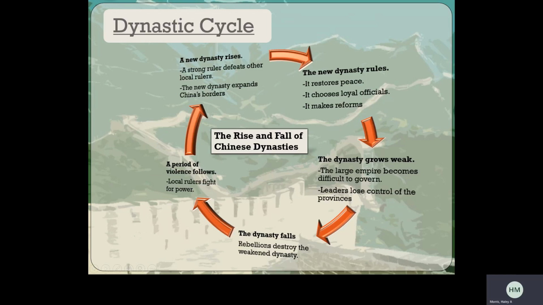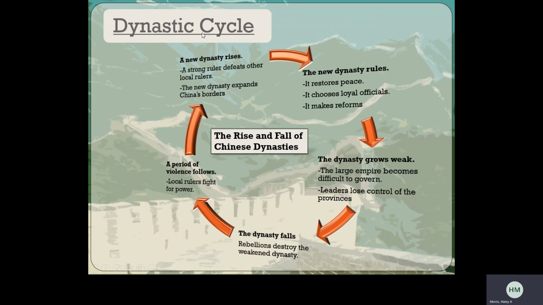This is the dynastic cycle. I'm just going to go through this really quickly. On your notes, what you need to write is the arrows and the bold words. So, the rise and the fall of Chinese dynasties. I'm going to start up here, just for why not.